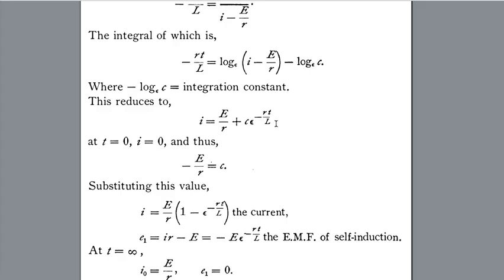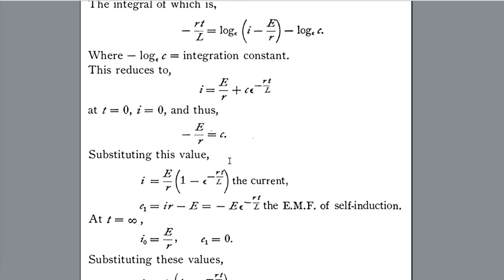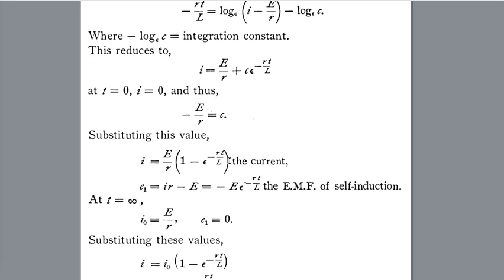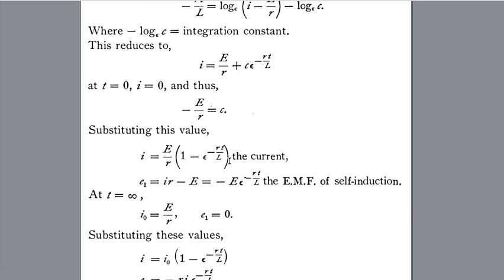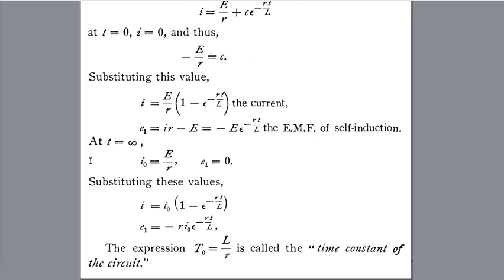At time t equals 0, the current I equals 0. Thus, C equals negative E divided by R. Substituting this value of C into the equation for I gives I equals E divided by R times the quantity 1 minus e to the power of negative R times t divided by L. This equation gives the current at any time t. The electromotive force of self-induction is E1 equals I times R minus E, which equals negative E times e to the power of negative R times t divided by L.